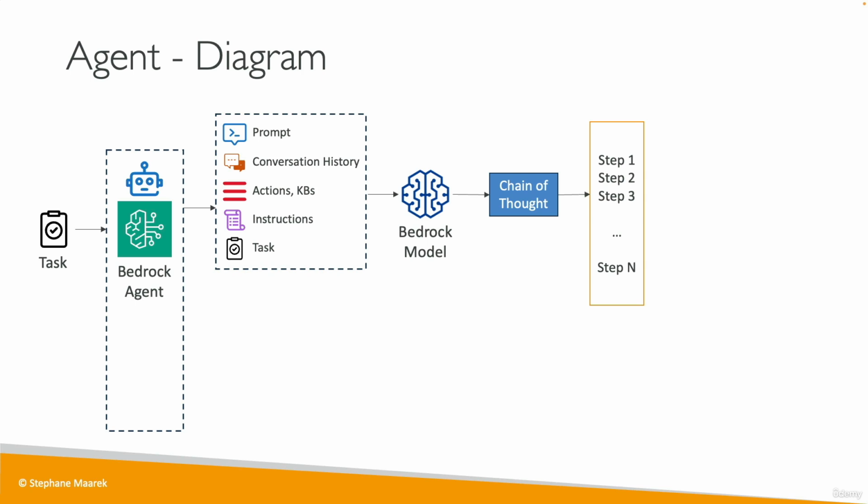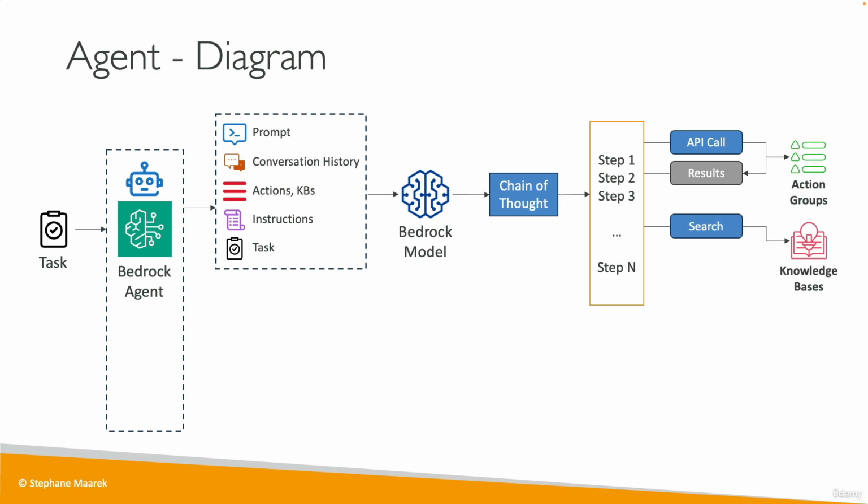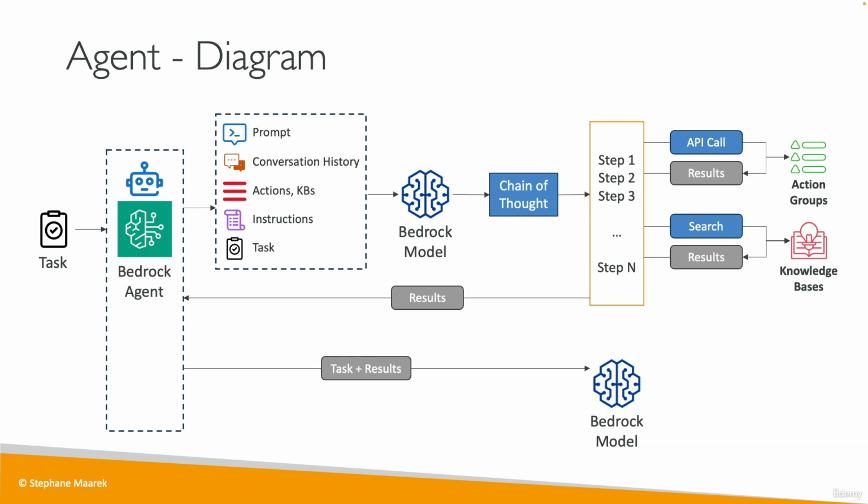The steps are then executed by the agent: first one, call an API on this action group and get the result. Step 2, do it again. Step 3, call another API, et cetera. Maybe it could be a search in a knowledge base, get the results, and so on. The agent is going to work and do all these things for us, thanks to the steps that were generated by the Bedrock model, which is amazing. Then the final result is returned to the Bedrock agent. The Bedrock agent then sends the tasks and the results to another Bedrock model. That Bedrock model is going to synthesize everything and give a final response to our user, and we get the final response. So this is all happening behind the scenes.